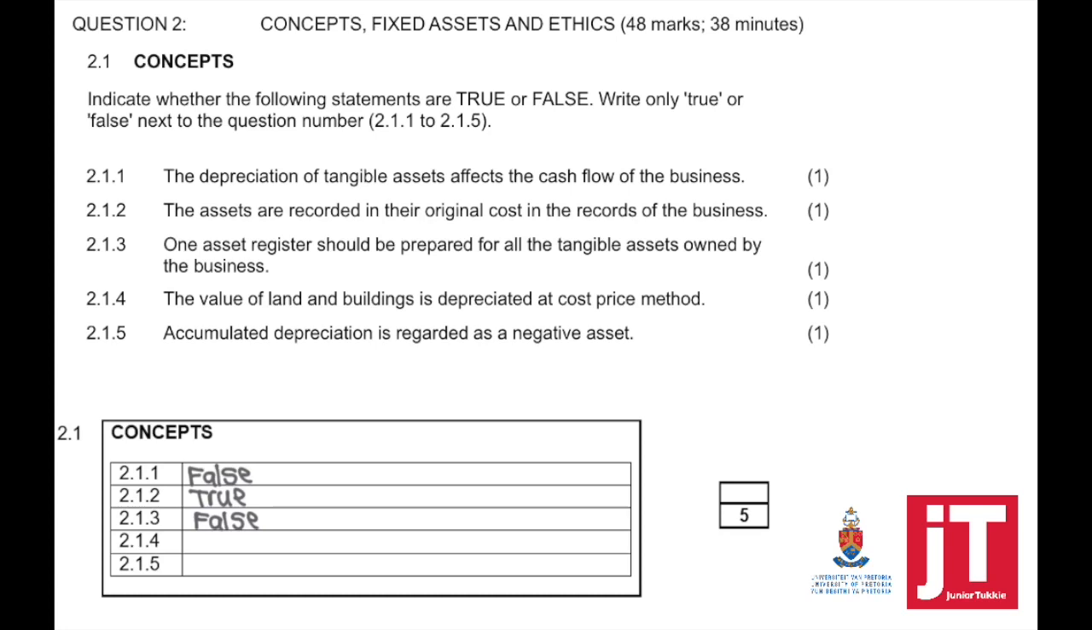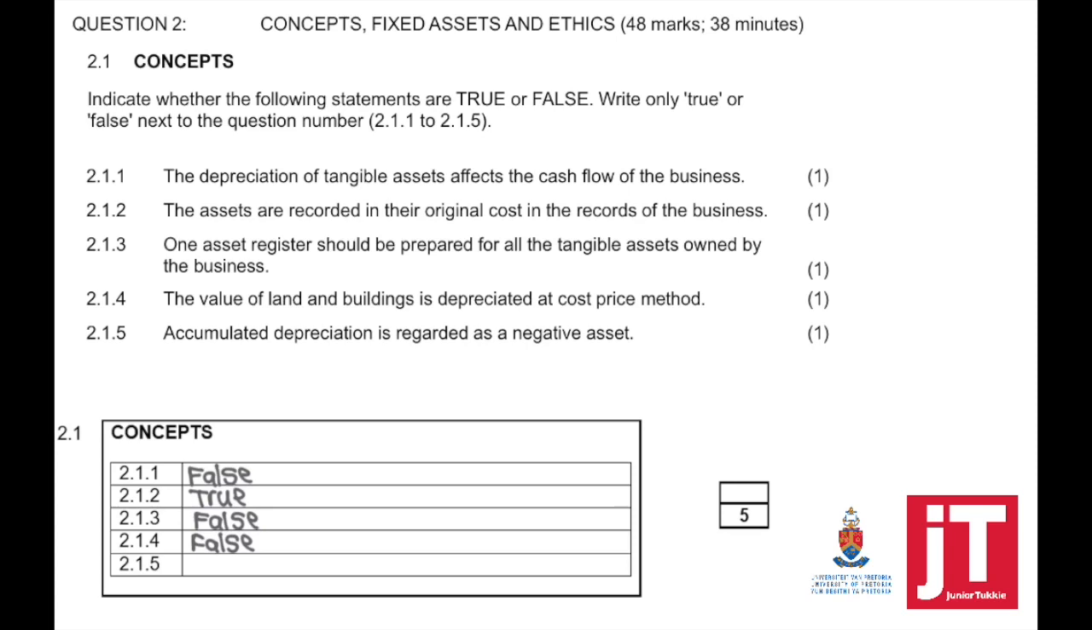Question 2.1.4. The value of land and buildings is depreciated at cost price method. That is false. No depreciation is calculated on land and buildings. The value actually goes up. So we never calculate depreciation on land and buildings.